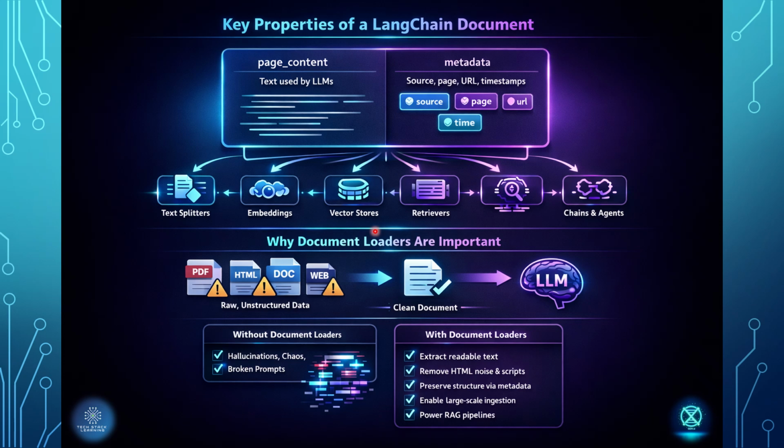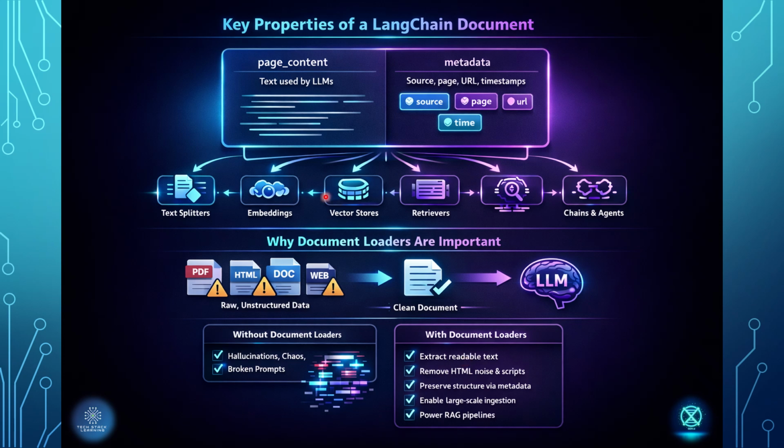So why are document loaders important? Document loaders are very crucial because LLMs cannot directly interpret raw files, HTML or other unstructured data. They extract readable text, clean output noise like scripts or formatting, preserve context through metadata, and enable large scale ingestion, making RAG possible. Without loaders, the LLM may hallucinate because of lack of grounding in real data.